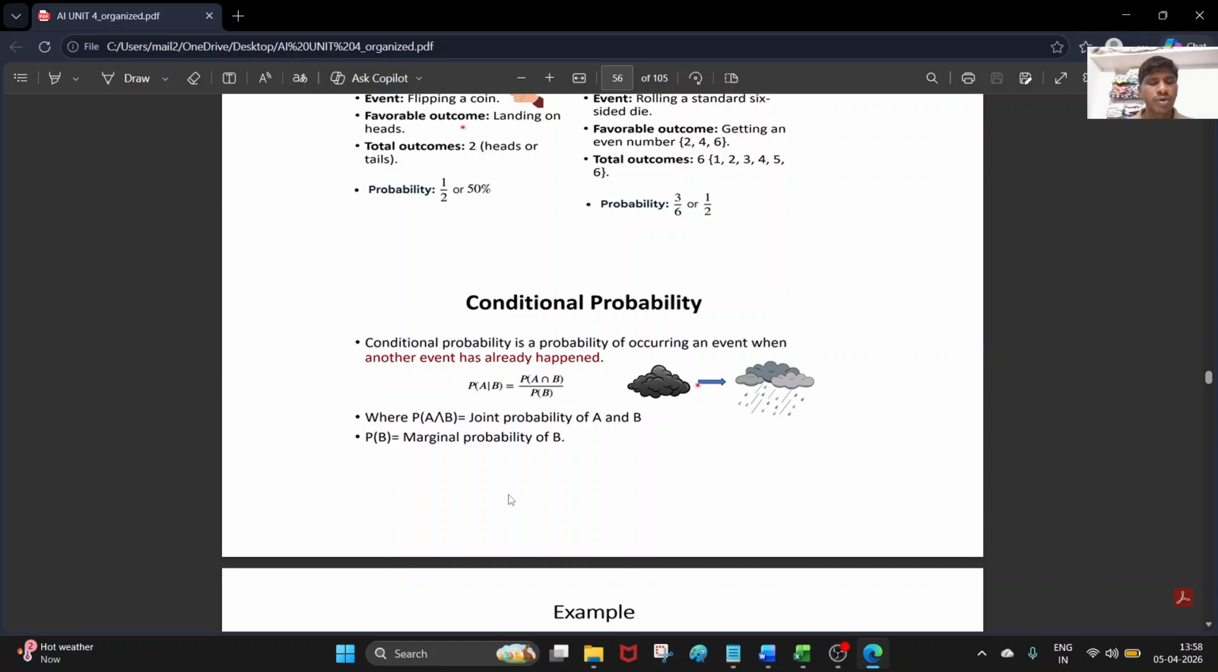Conditional probability. Next is an important topic, that is conditional probability. Conditional probability is the probability of an event occurring when another event has already happened. For example, black clouds have formed.